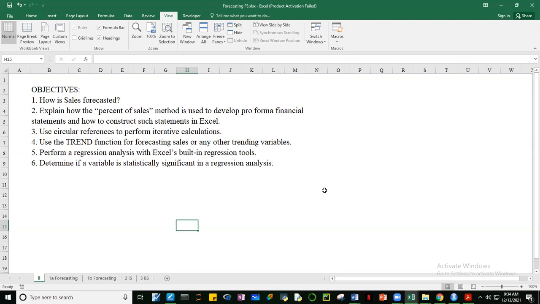and then determine if a variable is statistically significant in regression analysis. Now, may I ask you first, if you have had a subject already, if you have done statistics, basic statistics, could you kindly chat, please, so that I know your background, guys?